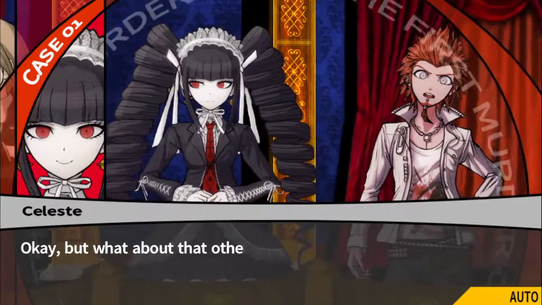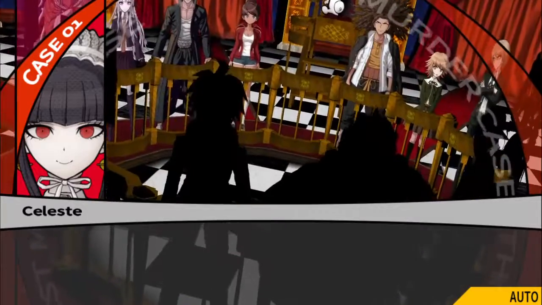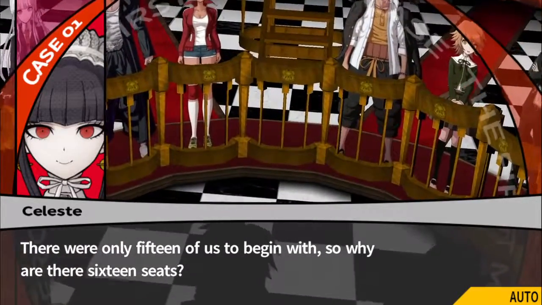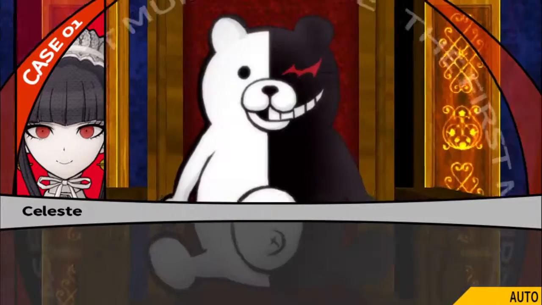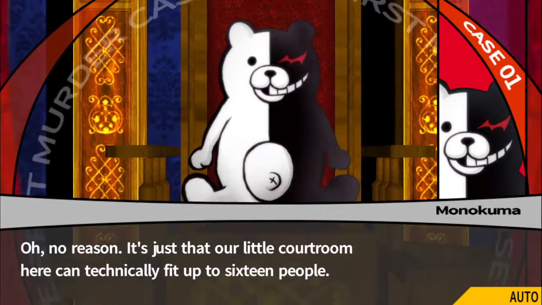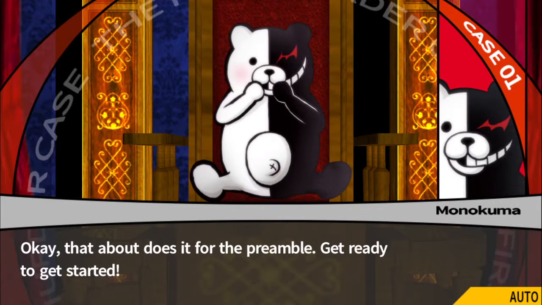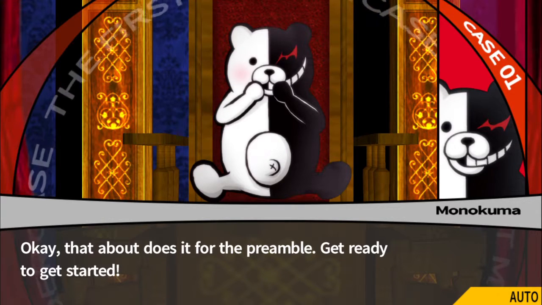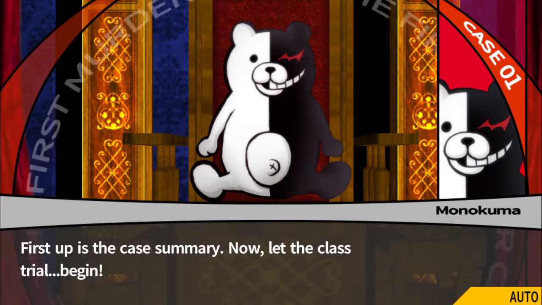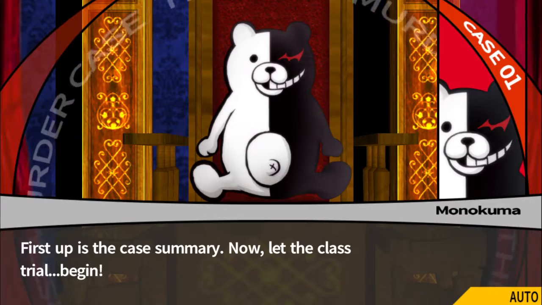Penetrates? Okay, but what about that other empty seat? There were only 15 of us to begin with, so why are there 16 seats? Oh, no reason. It's just that our little courtroom here can technically fit up to 16 people. Okay, that about does it for the preamble. Get ready to get started. First up is the case summary. Now, let the class trial begin.